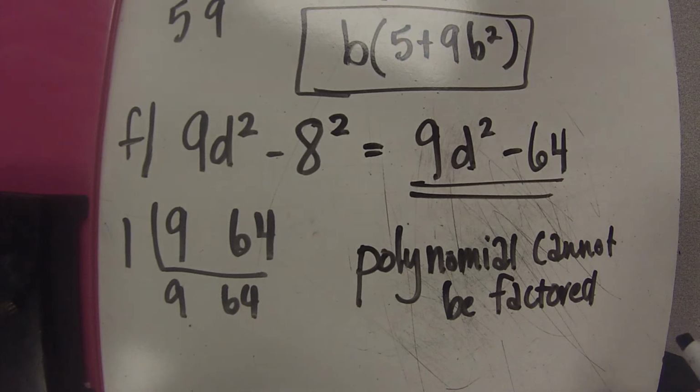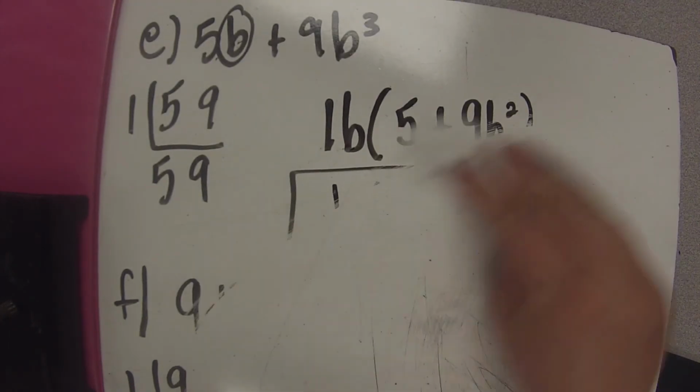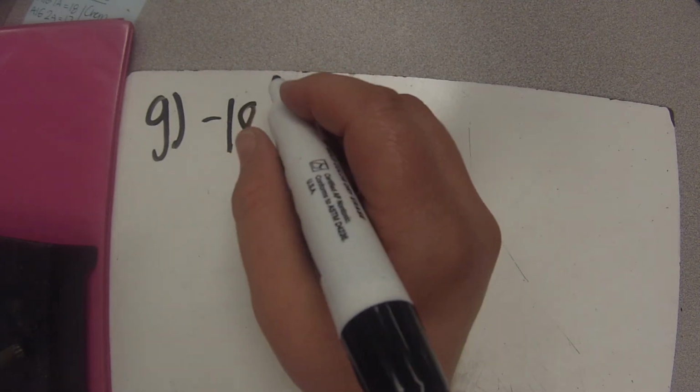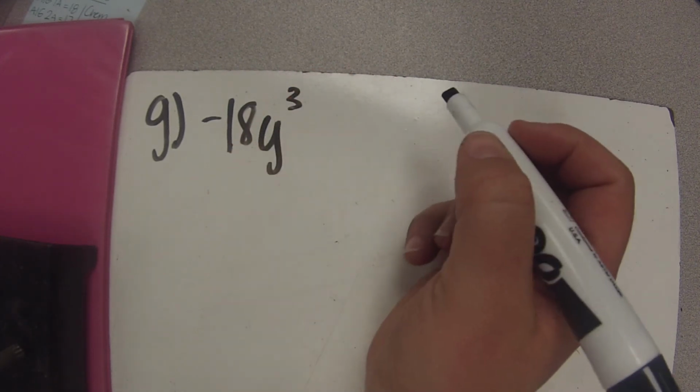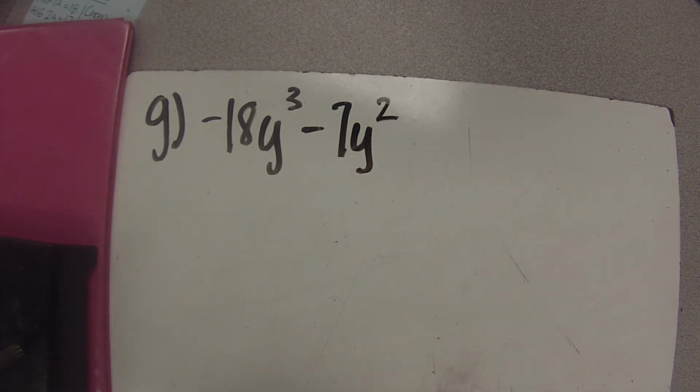Okay, we've got 2 more examples on the next page, G and H, and then that will conclude this video. Okay, so G is negative 18y cubed minus 7y squared.